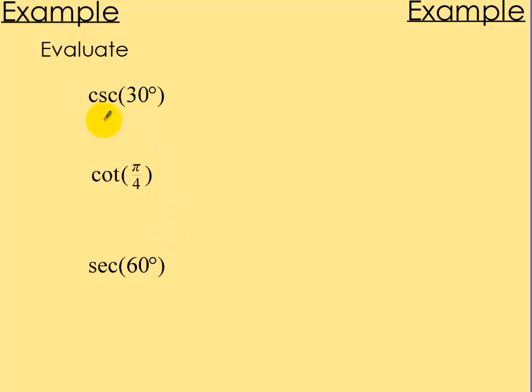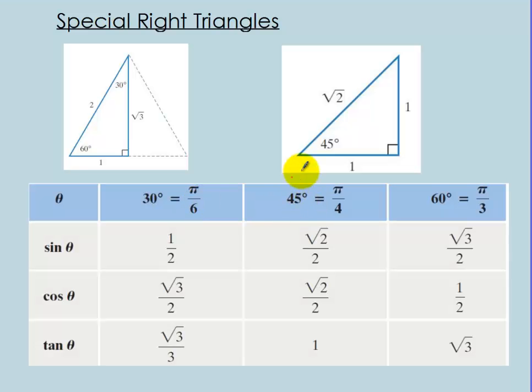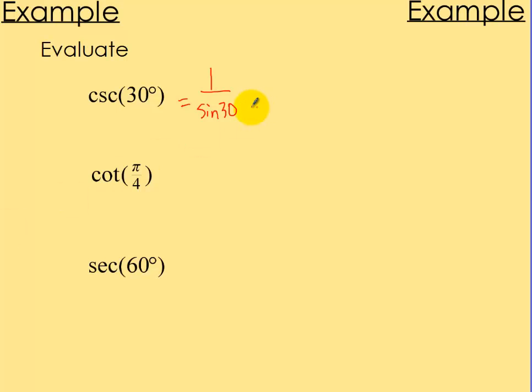Okay, evaluating these. Now we're going to use our properties of special right triangles. Cosecant of 30 degrees is the same thing as 1 over sine of 30. And sine of 30, if you don't remember, is 1/2. So this would be 1 over 1/2, which is the same thing as the reciprocal of 1/2, so it'll be 2.